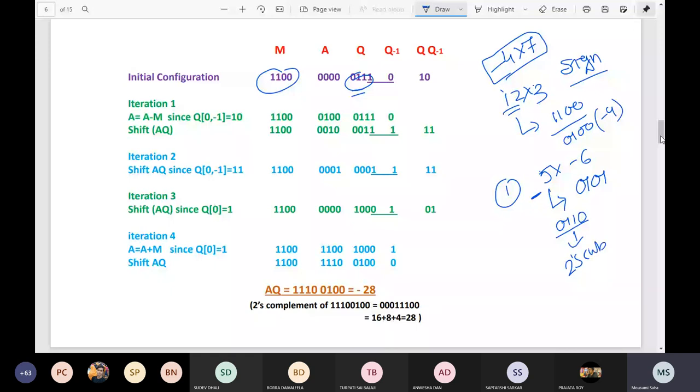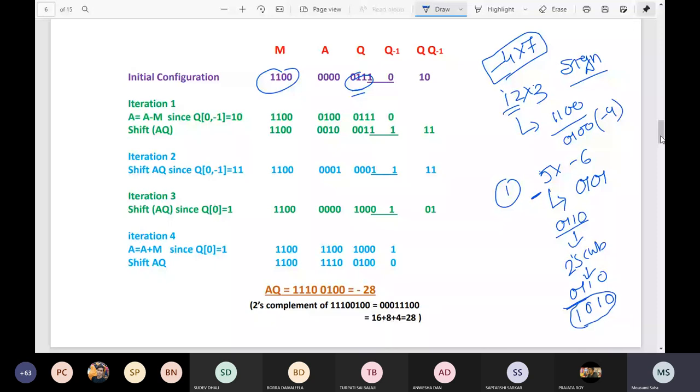So 2's complement of this, what you can do? It is a very easy method. Just first find out where the first 1 is, write down 1, 0, and then for the others, you just flip from 1 to 0 and 0 to 1. So in this way, you can put 1 0 1 0. You can place it in register M, or you can place it in register Q.